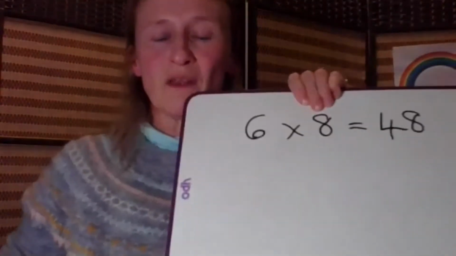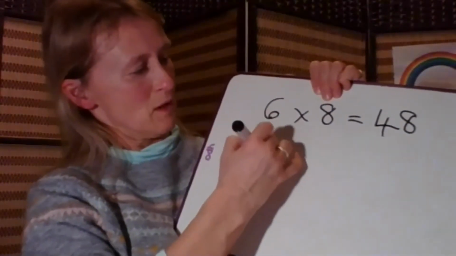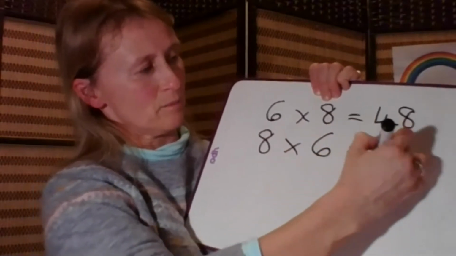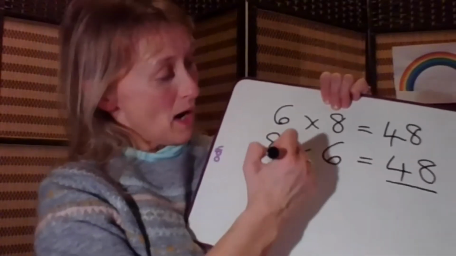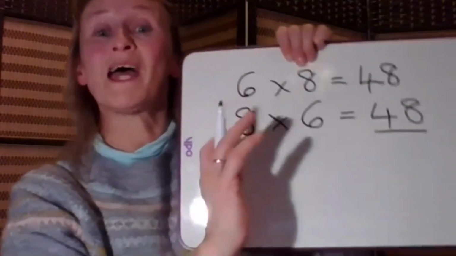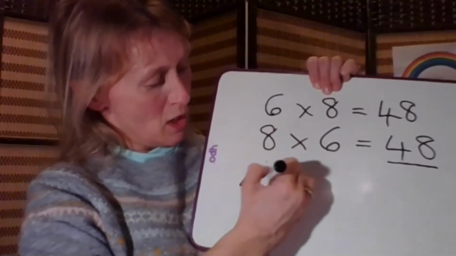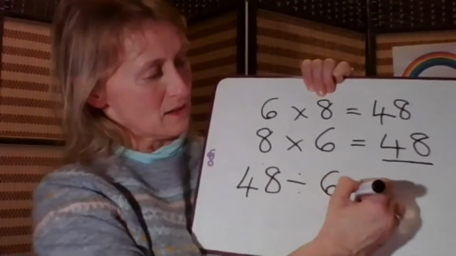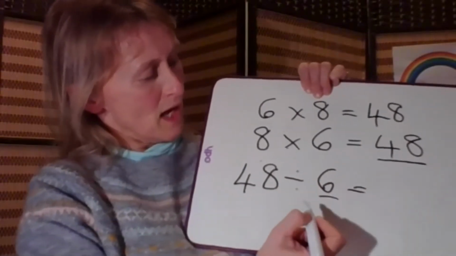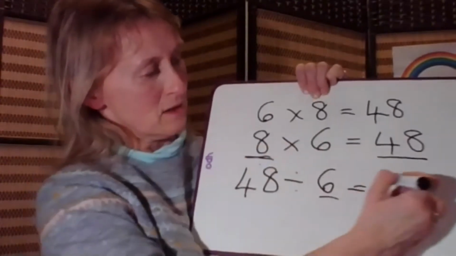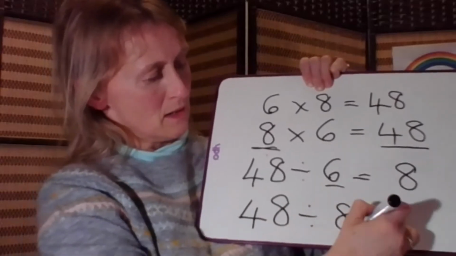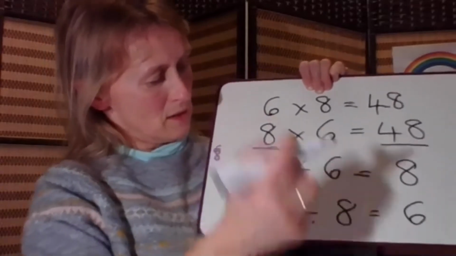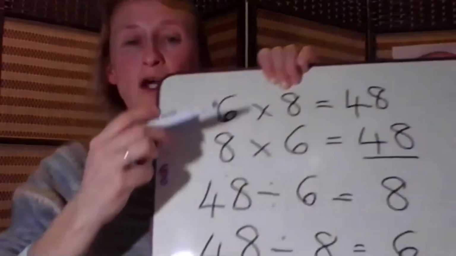Now then, because I know that 6 8s are 48 and 8 6s are 48, I know that I can divide 48 by either of these numbers and it will go exactly, okay? So I know I can divide 48 by 6 and I know that the answer will be 8. And I know I can divide 48 by 8 and I know that the answer will be 6. Okay, so I know those 4 facts.